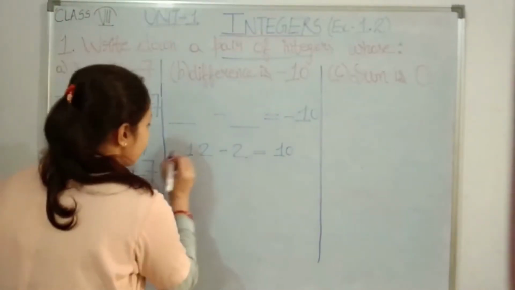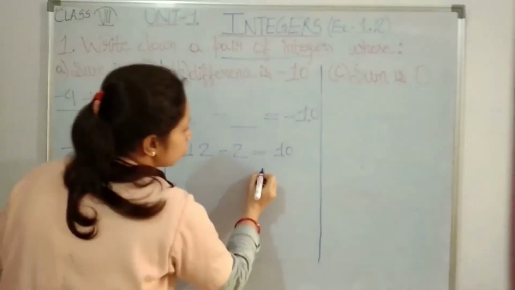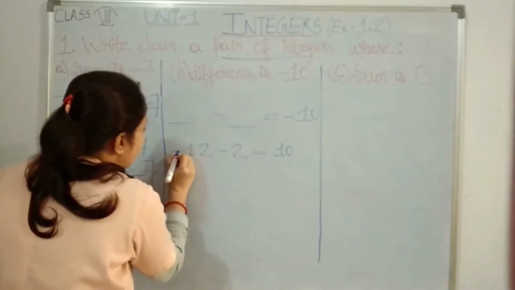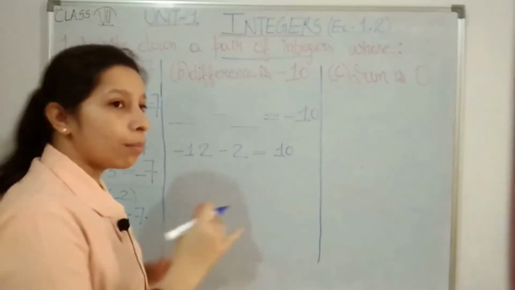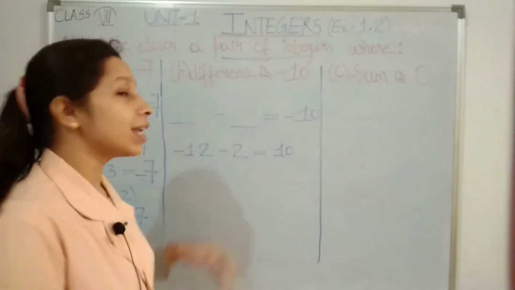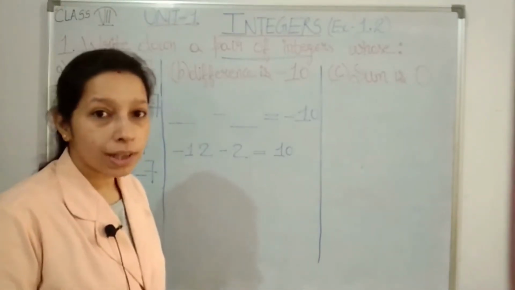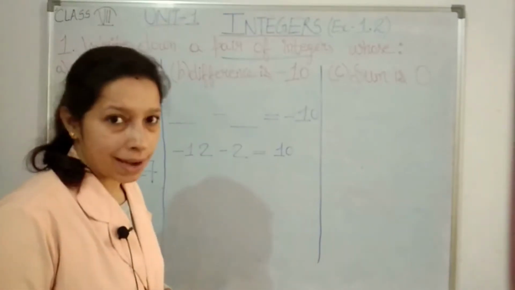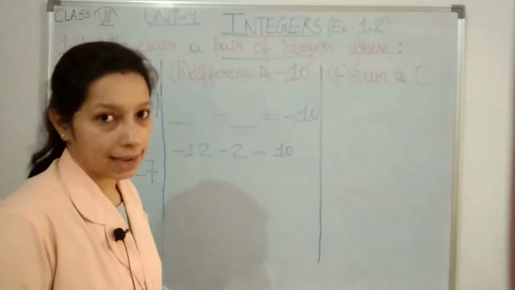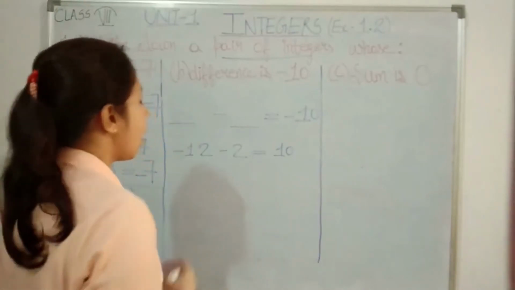What we can do is, 12 is the greater number, in the answer also we want minus. So I can put a minus sign in front of 12. But now what is the problem? Minus minus will become plus. 12 plus 2 will give you 14, minus 14. But we want minus 10. So what else can we do here?